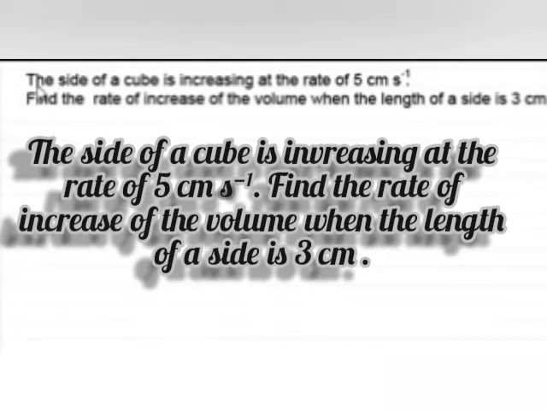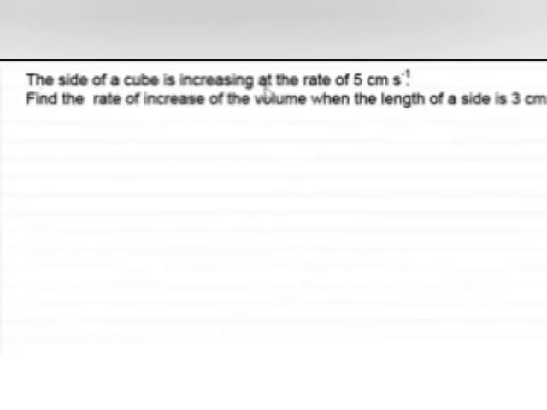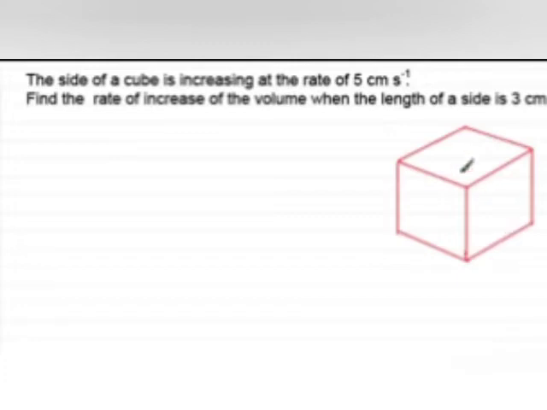We have a question before us right now that says the side of a cube is increasing at the rate of 5 centimeters per second. Find the rate of increase of the volume when the length of a side is 3 centimeters. This question is what we are going to be looking at. The side of a cube is increasing at the rate of 5 centimeters per second. Find the rate of increase of the volume when the length of a side is 3 centimeters.